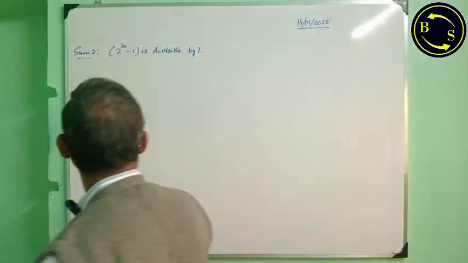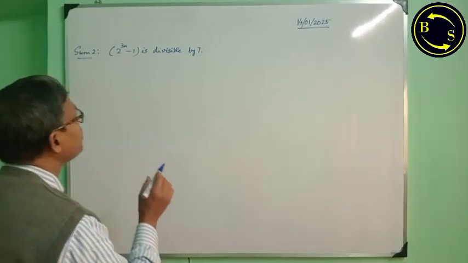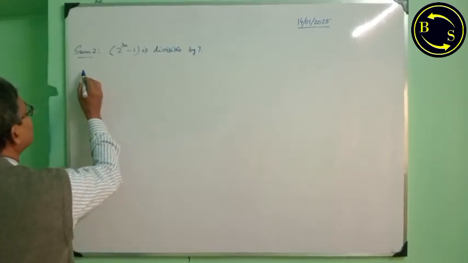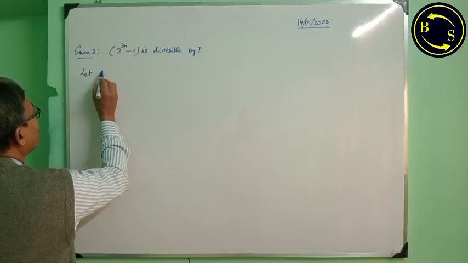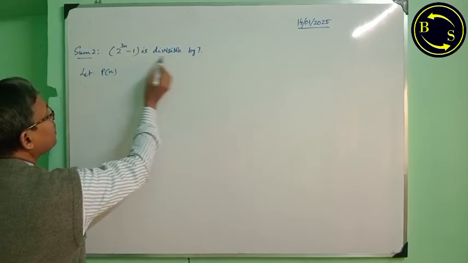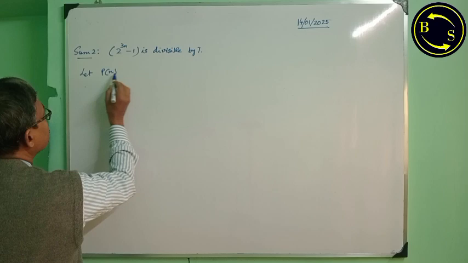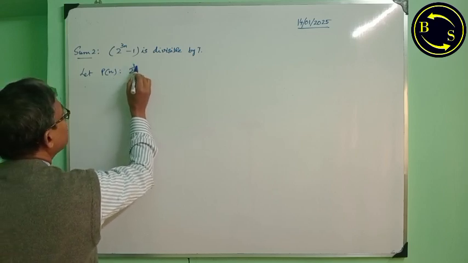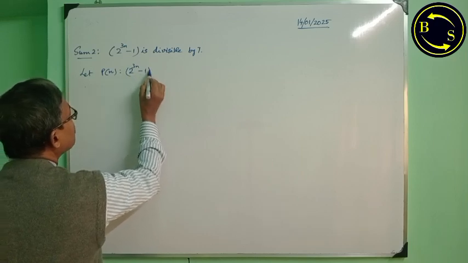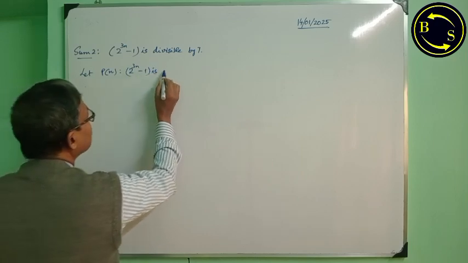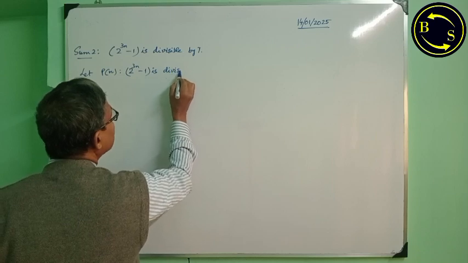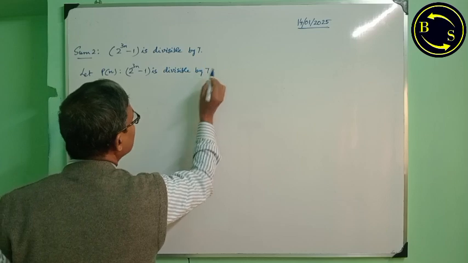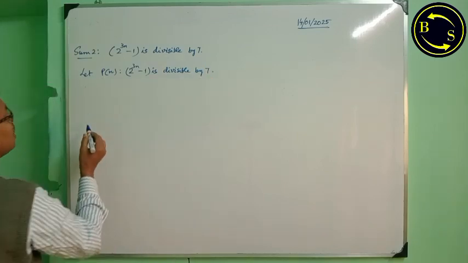Next sum, 2 to the power 3n minus 1 is divisible by 7. Let Pn, this is mathematical statement. We start like this: Pn, 2 to the power 3n minus 1 is divisible by 7. Now basic step.